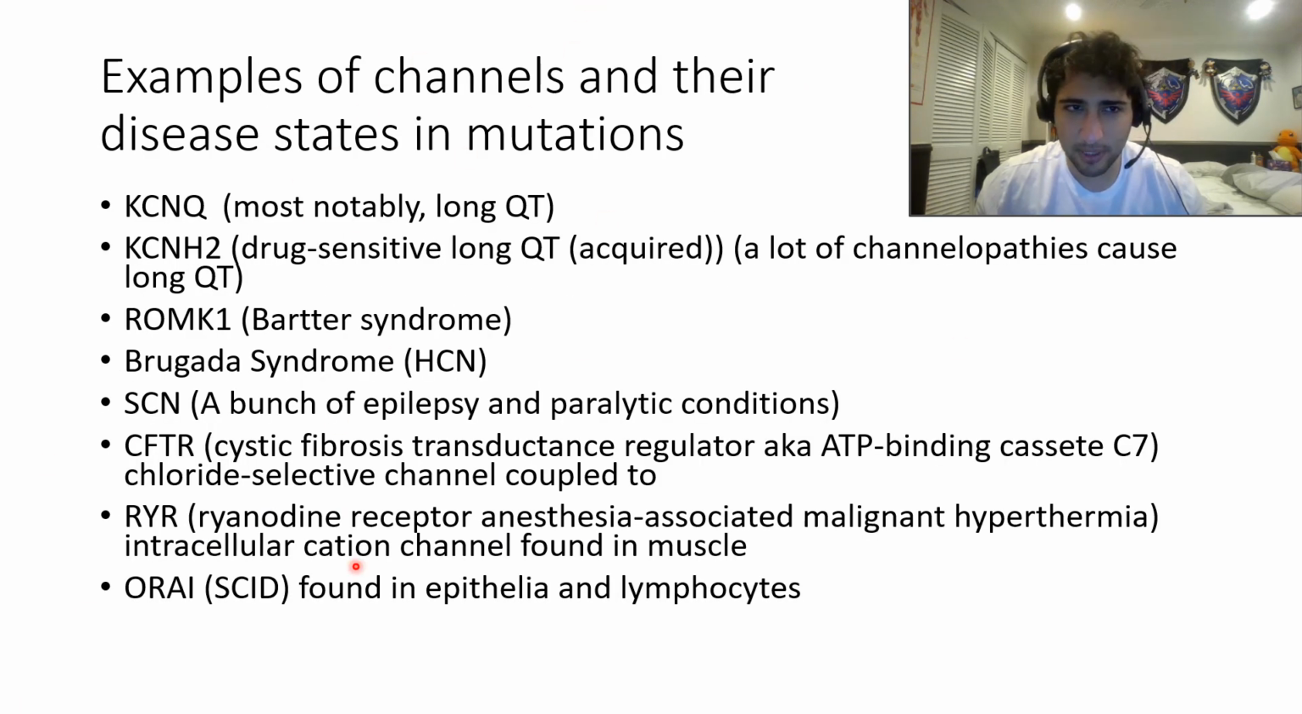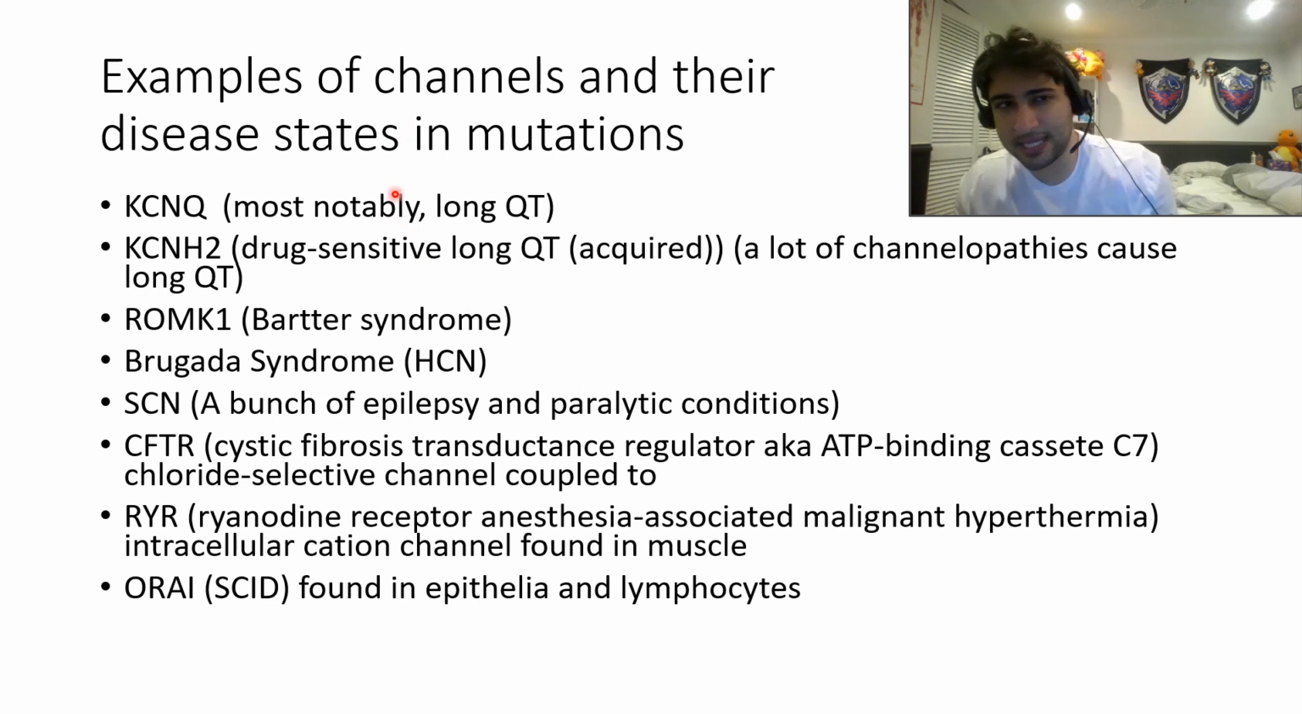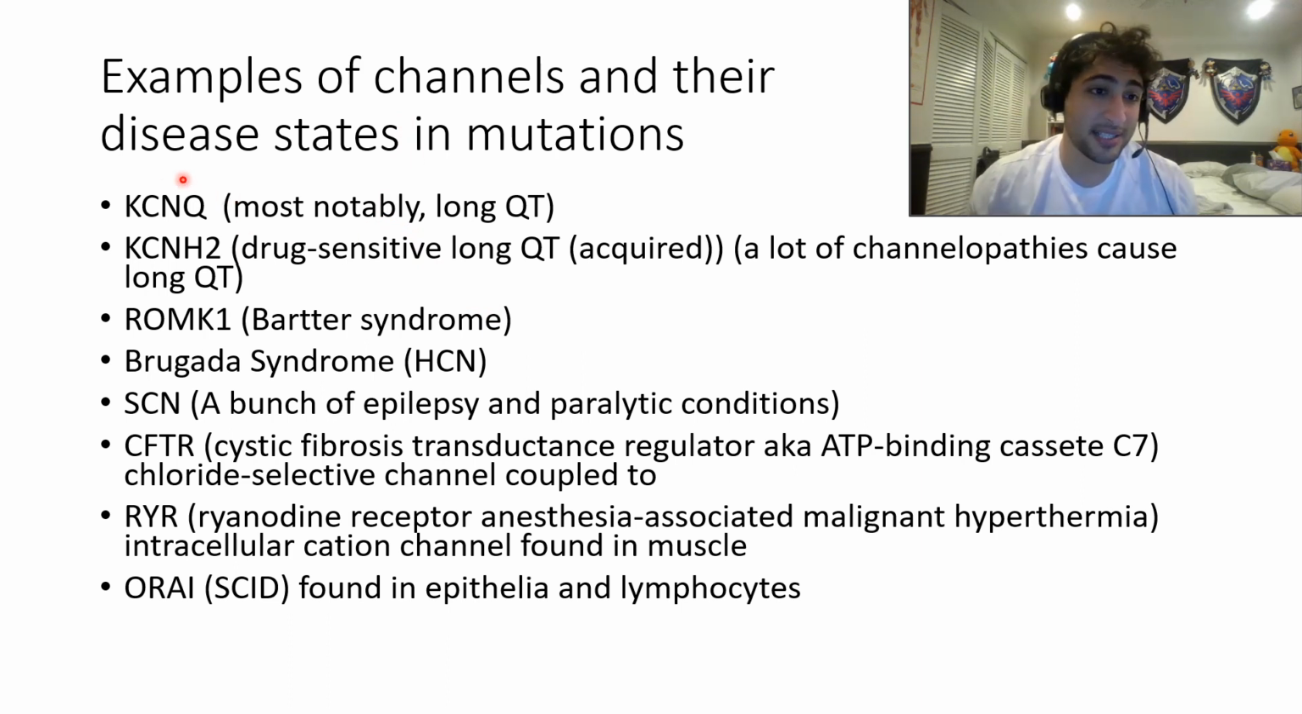So these are just a couple of channels and the disease states caused by their mutations. You have the KCN channels that cause long QT. There are a lot of different channelopathies. We're not going to go into each one. You have renal outer medullary potassium, Bartter syndrome, which prevents potassium from being lost in the urine. Brugada syndrome has a couple of channels involved in it, and leads to a short QT and predisposes you to atrial fibrillation.